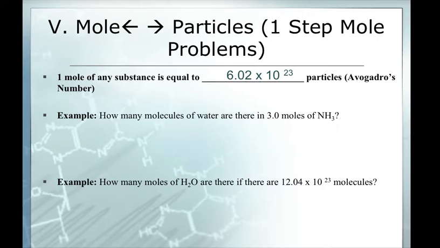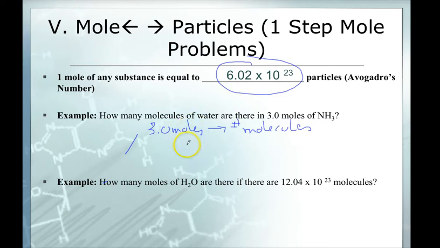So if we look at this, they give us 3 moles, and they want us to convert it to number of particles. In this case, it is molecules. Well, if you think about it, if 1 mole is equal to that, how would I find 3 moles? Well, I simply just multiply 3 times 6.02 times 10 to the 23rd. So I'm going to get 18.06 times 10 to the 23rd.